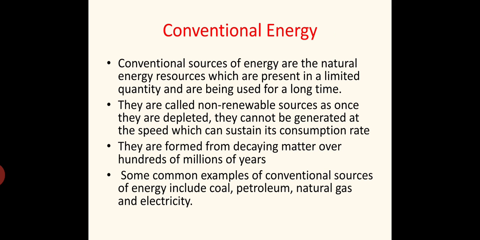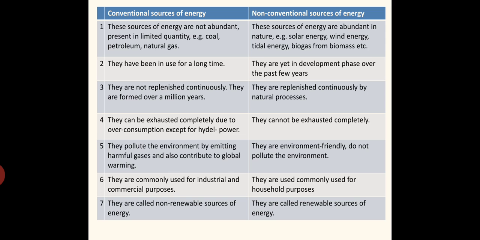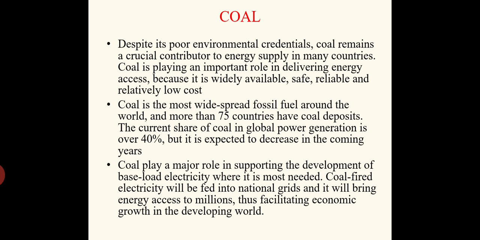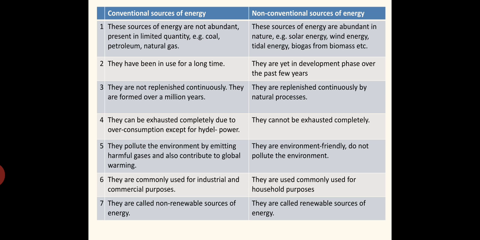So for your kind information, I am just sharing a few slides regarding conventional sources of energy also at the end of this presentation. So coming to the difference between conventional and non-conventional sources of energy. Conventional sources of energy are not abundant and are present in limited quantity. Example: coal, petroleum, natural gas. Whereas non-conventional sources of energy are abundant in nature. Solar energy, wind energy, all these are examples that we have already discussed.